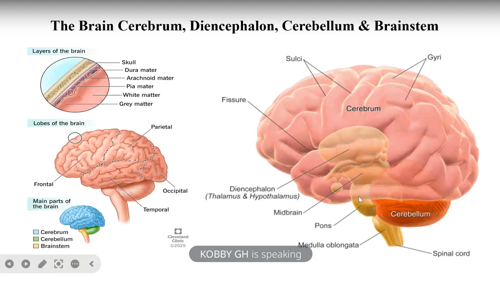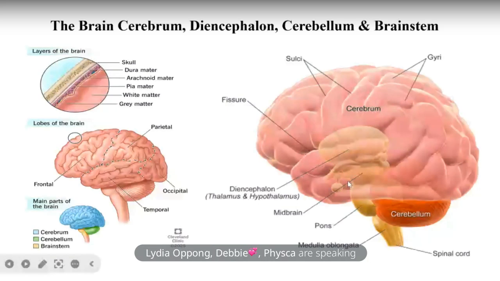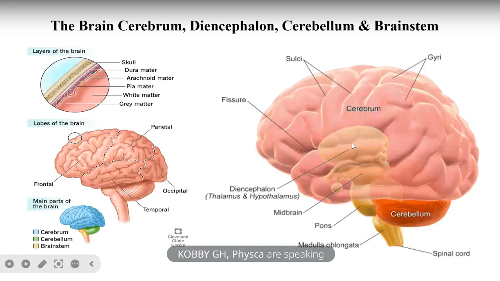So what is forming the brain stem? Look at it very well. Look at the structure I'm going around. What is forming the brain stem? The midbrain, the pons, and the medulla. Good. But remember, the diencephalon is part of the brain stem.